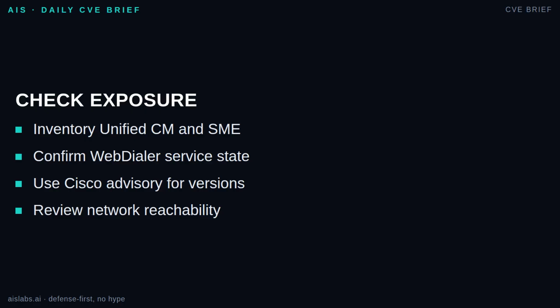Next, confirm whether web dialer is enabled. The NVD description specifically says web dialer must be enabled to exploit this vulnerability, and that web dialer is disabled by default. That makes service validation one of the fastest ways to separate urgent exposure from lower risk inventory. For exact affected versions and fixed releases, use the Cisco Security Advisory directly. We are not going to guess version ranges here.